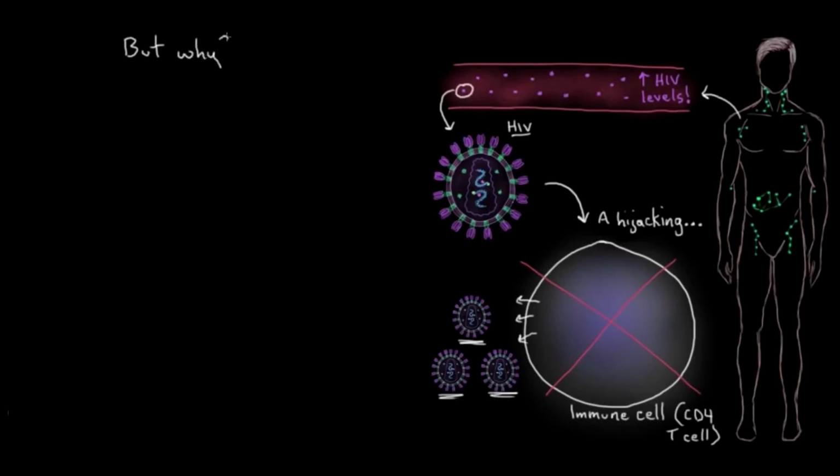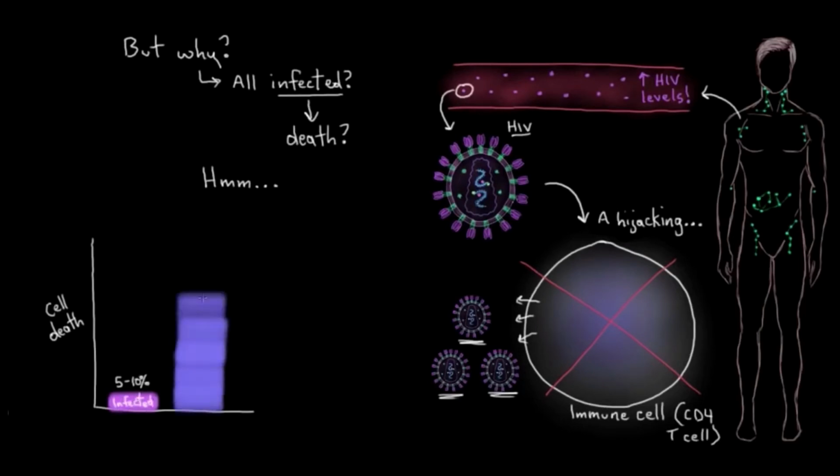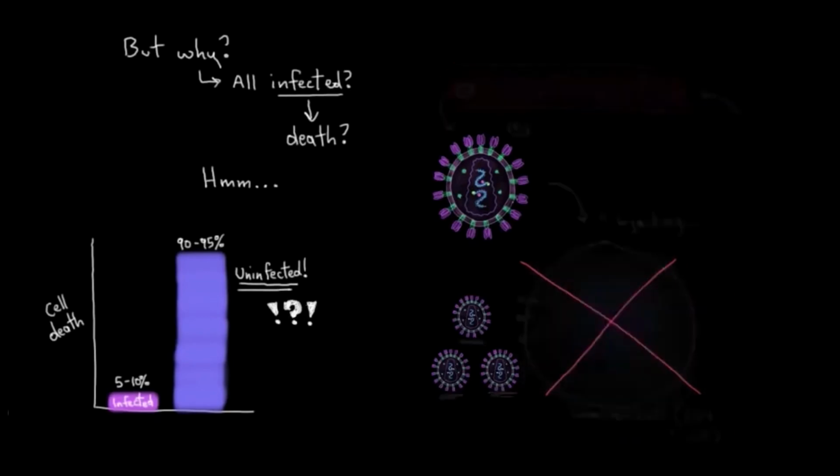I mean, yeah, we see that these cells get infected, but why are so many of them dying? Do they all get infected? Do they die when they get infected? Well, this question is one that scientists have been working on for decades, probably about 30 years so far, and it turns out that in an HIV infection, only about 5 to 10% of the immune cells that end up dying off are actually HIV infected. The remaining 90 to 95% that die off are not even infected. That's ridiculous, right? How is that even possible? Well, let's look at that a little bit.